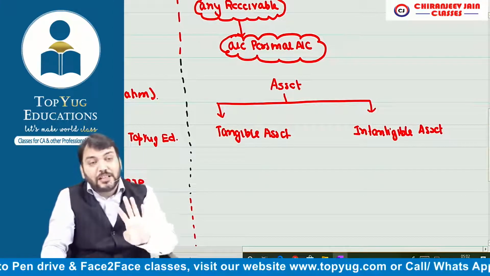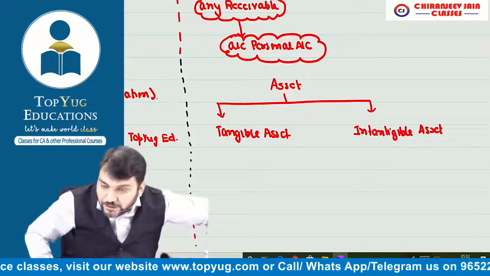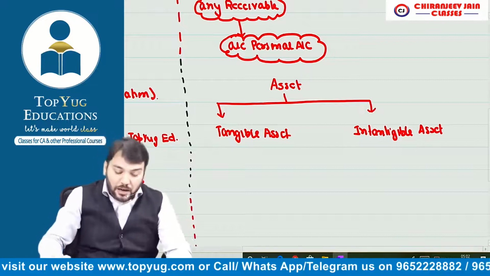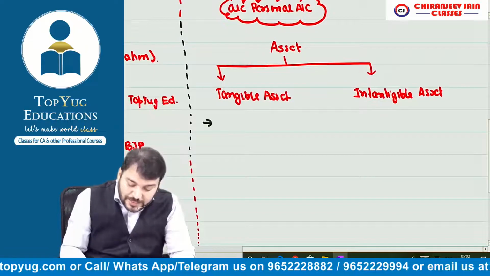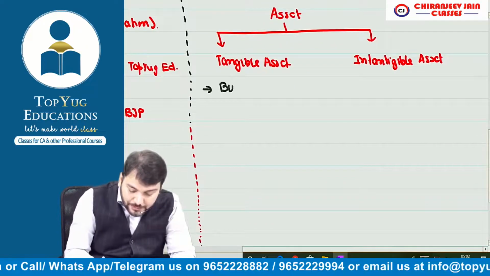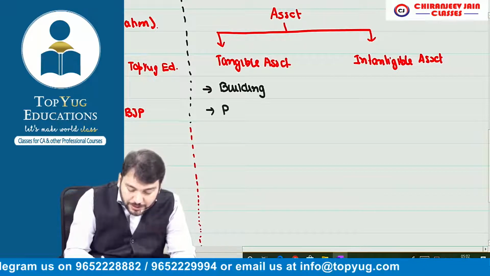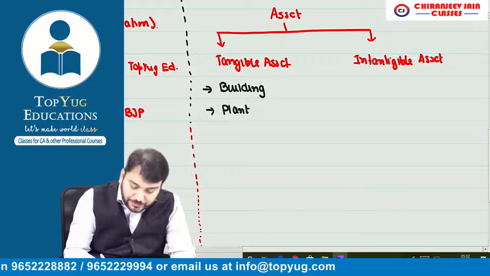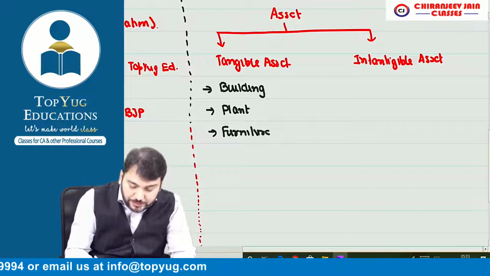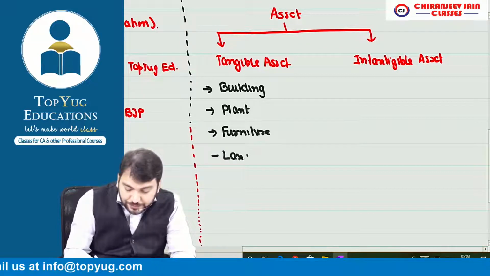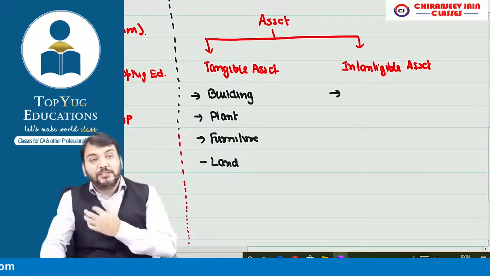So tangible assets are also real, intangible assets are also real. Correct? Are you getting? So tangible asset means what? If I take some examples: building, plant, furniture, land, etc. If I am saying intangible asset, do you know what is intangible asset?